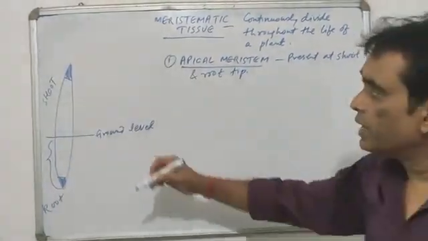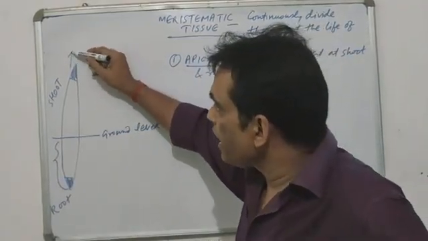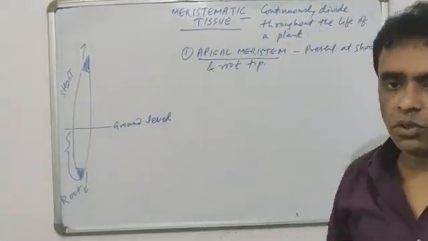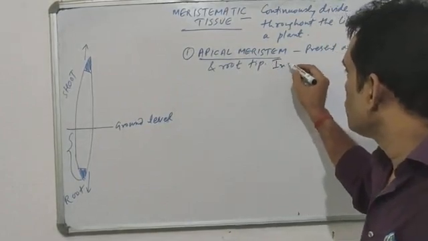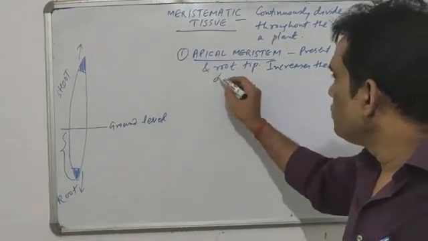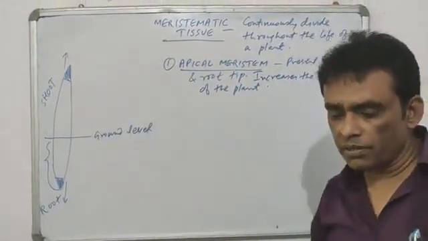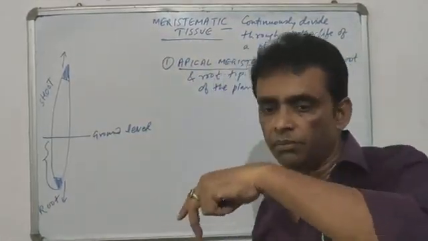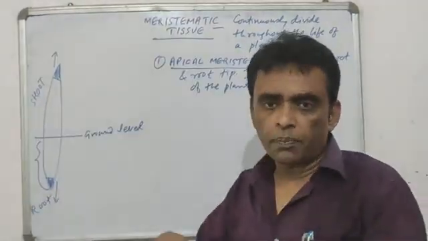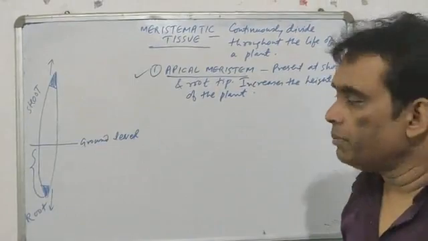And what is the function? They keep dividing, that is their main function. When they divide, they add new cells. New cells are added at the top, new cells are added at the bottom. So when new cells are added, the length grows. It increases the height of the plant. So that is the function of apical meristematic tissue. The root grows below the ground level, and the shoot grows up. As you know, as the plant gets older, the height goes on increasing. It is due to the first meristematic tissue, called apical meristematic tissue.